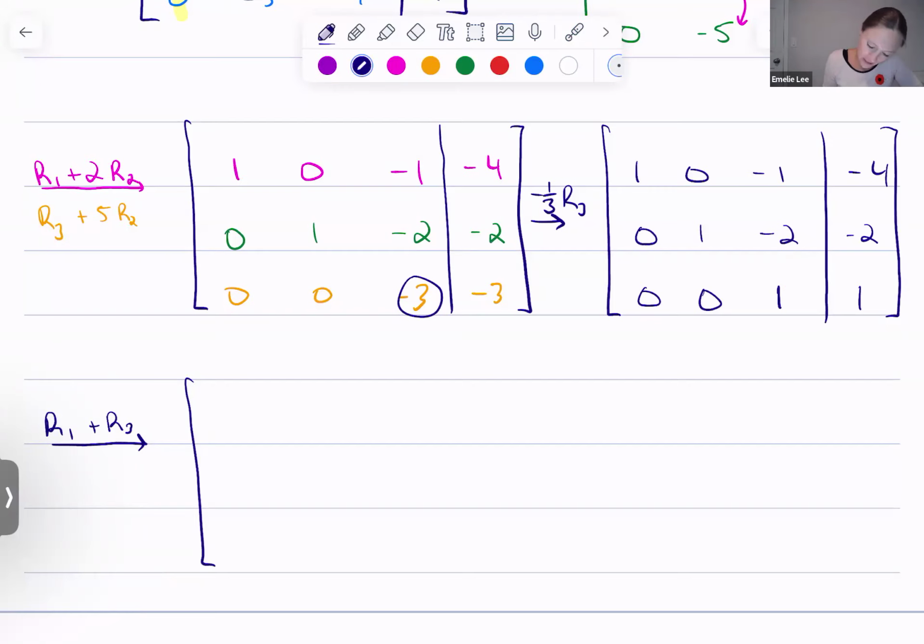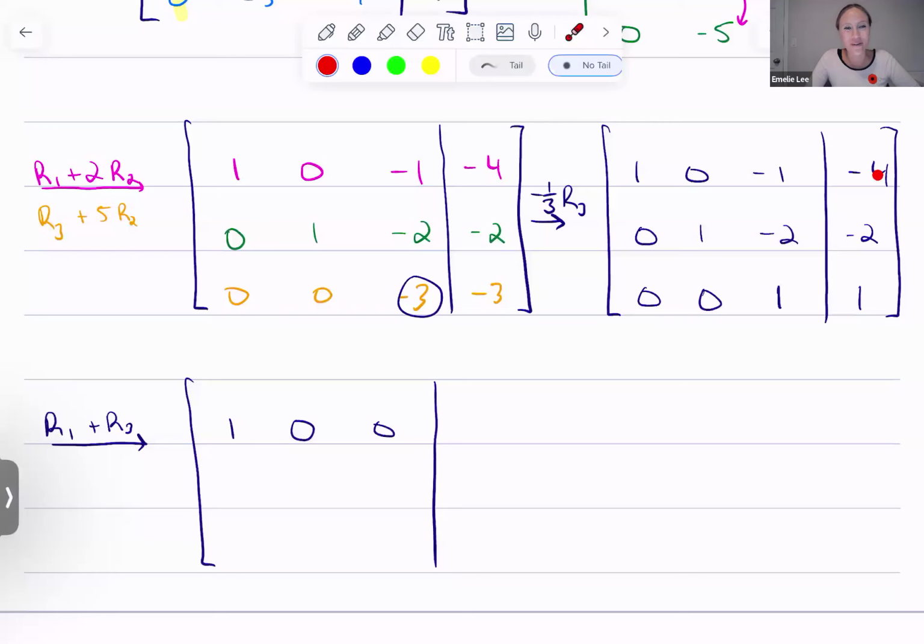1 plus 0 is 1. 0 plus 0 is 0. -1 plus 1 is 0. That was our goal. What we're really interested in is -4 plus 1. Right? -3.